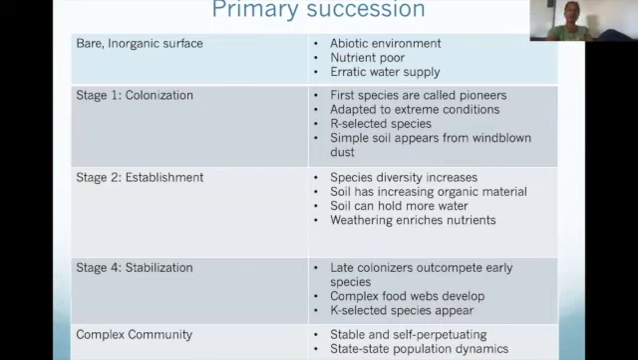Stage 2 is establishment. So our species diversity increases, our soil is getting richer, and because of that, it can hold more water and can support bigger plants. Stage 4 is stabilization. So late colonizers outcompete early species. We have complex food webs. Our K-selected species, the ones that have long lifespans, those that have very few offspring, start appearing. And it ends in a complex community, which is stable and self-perpetuating. It is now at that carrying capacity for most species.